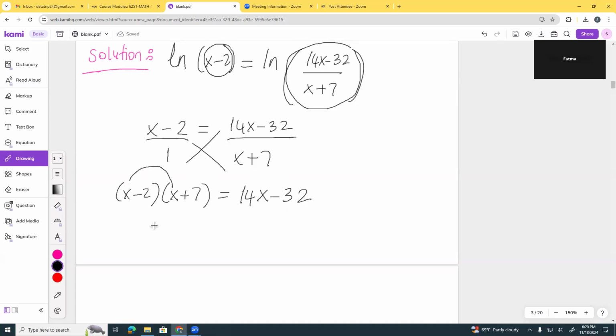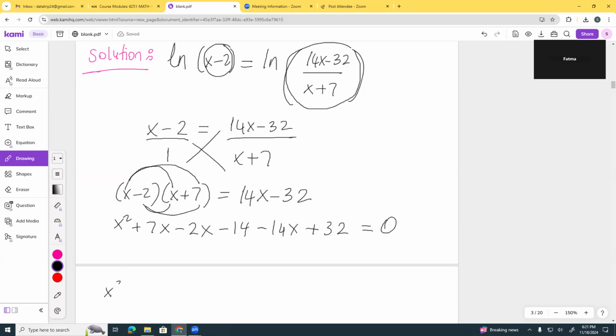Now, x times x is x squared. x times 7 is 7x. Negative 2 times x is, and negative 2 times positive 7 is, good job. As you can guess, this is going to take us to a quadratic equation. So let's move everything to first side. 14x will be moved to the first side as negative 14x. And negative 32 will be moved to the other side as positive 32. So this whole thing is said to be what number? 0. Okay. Let's organize now.